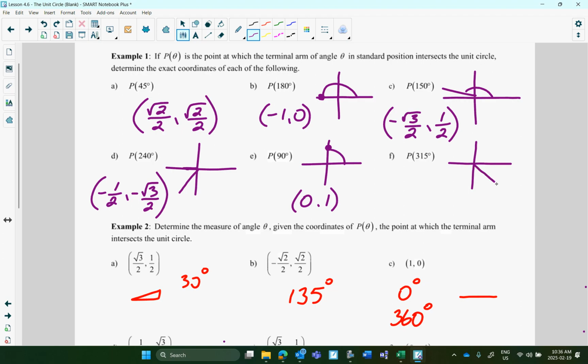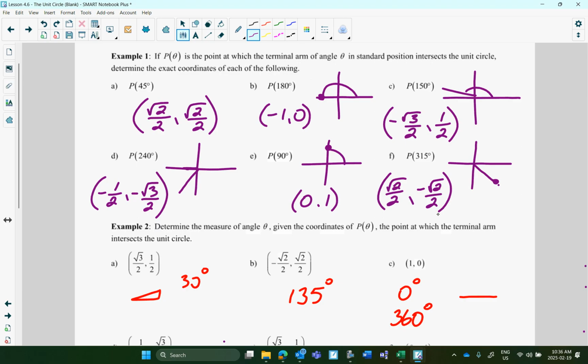315, that's the one that comes out in the middle here. That means they're identical. -√2/2, the second one has to be negative. And there we go. Okay? That is the unit circle.